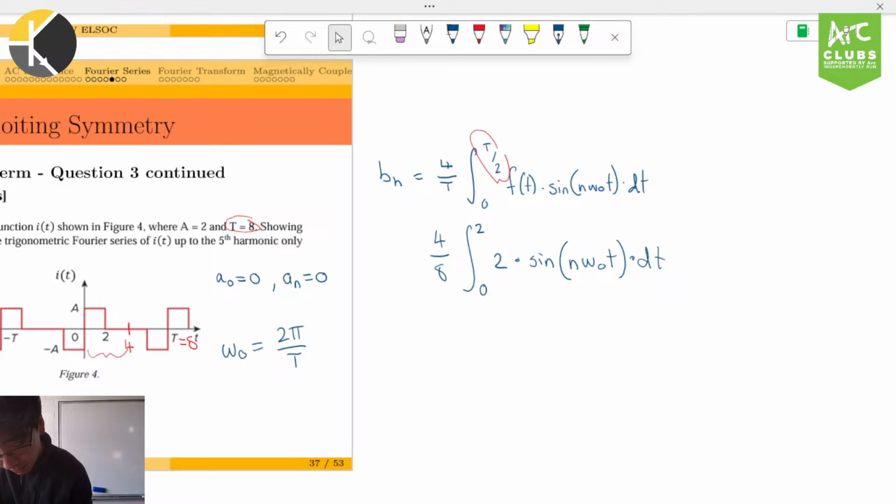So moving on, we have 4 over 8, which simplifies to a half, and I can bring that 2 out from inside the integral to cancel everything out. So we just have the integral of sine n pi on 4 t dt.